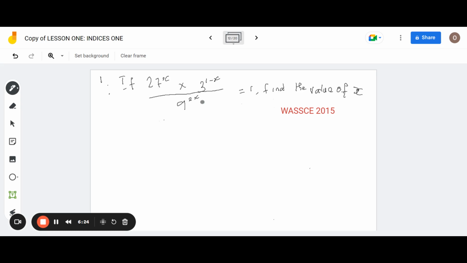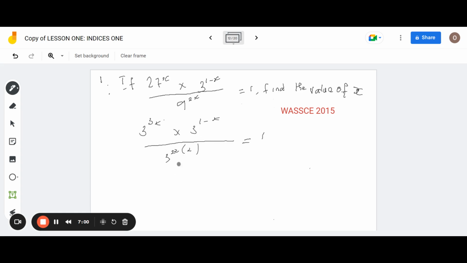When you are solving this problem, you have to reduce everything to base 3 to be able to solve it through the use of indices laws. So 27 raised to the power x will give us 3 raised to the power 3x, times 3 raised to the power 1 minus x, then 9 raised to the power 2x is equal to 3 raised to the power 2 into 2x, which is equal to 1.